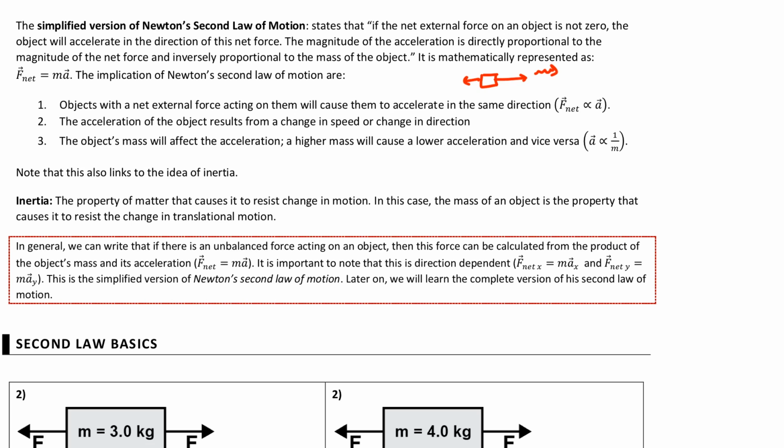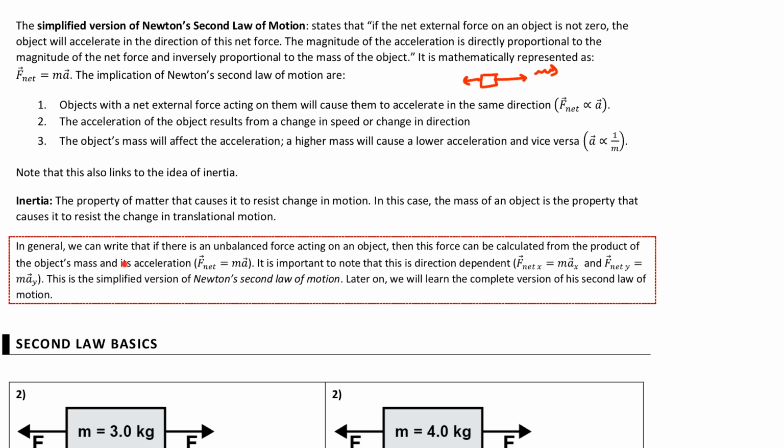So we already actually knew that. And the object's mass will affect the acceleration. The higher the mass, the lower the acceleration, and vice versa. And that's kind of the link to inertia, which is the property of matter that resists the change in motion. And the higher that inertia, the lower the change in motion.